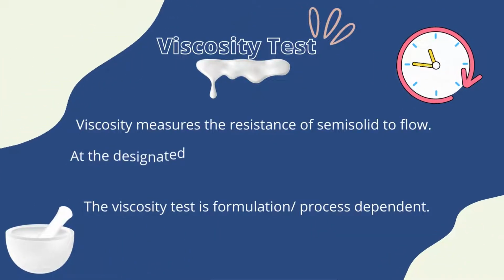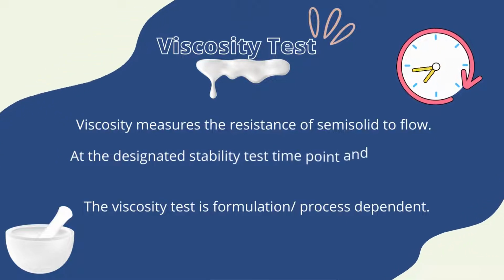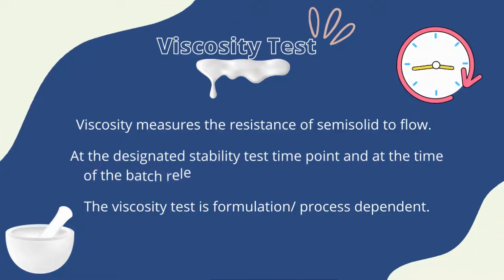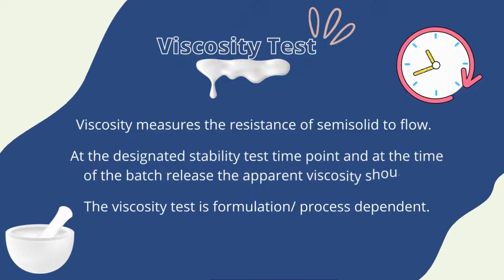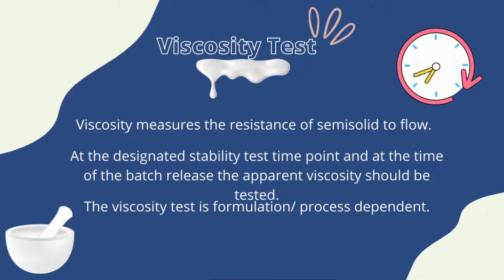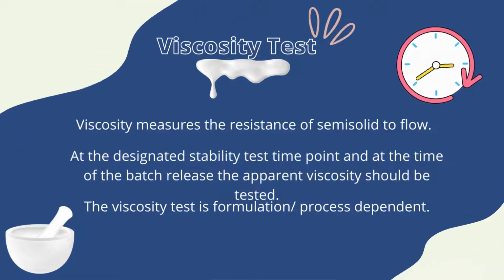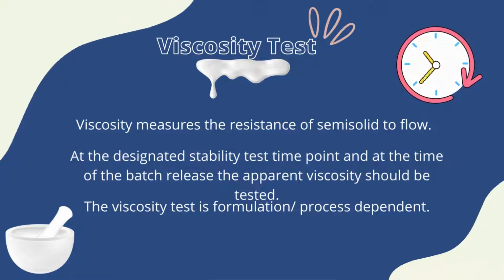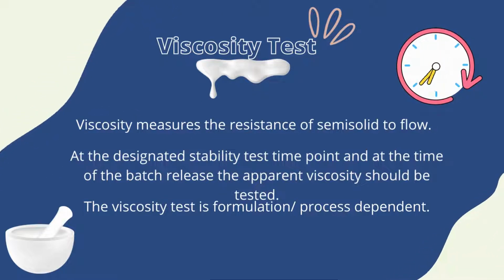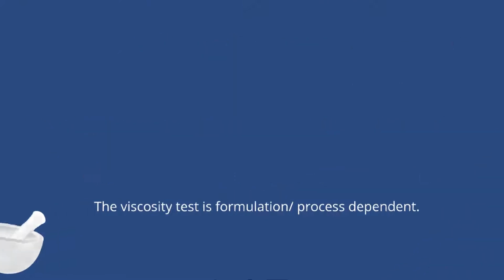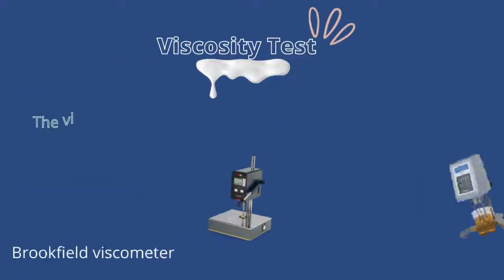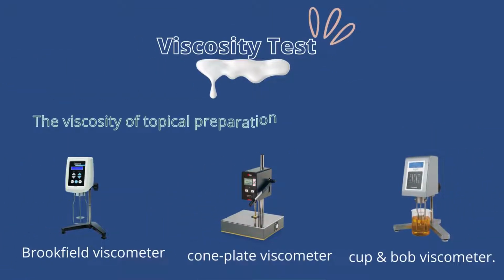Viscosity test. Viscosity measures the resistance of semisolid to flow at designated stability test time points, and at the time of batch release, the apparent viscosity should be tested. The viscosity test is formulation and process dependent. The viscosity of a typical preparation can be measured by using a Brookfield viscometer, cone and plate viscometer, or capillary viscometer.